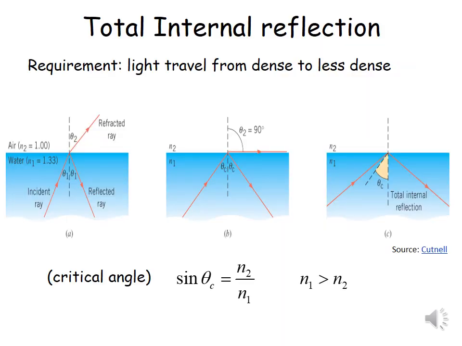When light travels from a dense medium to a less dense medium at a particular incoming angle, all light will be reflected back inside the medium and none refracted to the second medium. This phenomenon is called total internal reflection. The critical angle is determined by the ratio of the refractive index of the less dense medium and the denser medium.